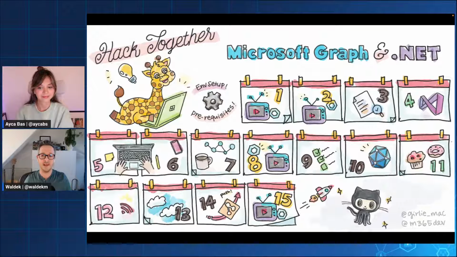Over the course of the next 2 weeks, you will see us coming up with our guests from community, product groups, MVPs, being here and telling you more about what you can do with Microsoft Graph and .NET. Today we are on March 2, day 2 of the event. We will be back live on March 8, and then we will close down the event with a recap and telling you more about how you can engage with the community that we have around Microsoft Graph.